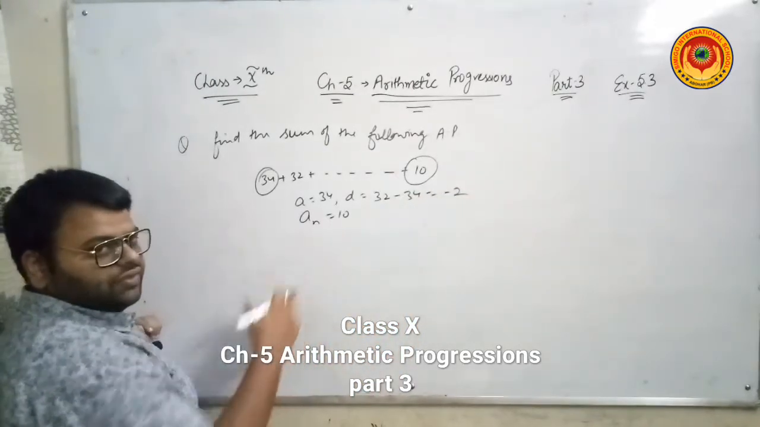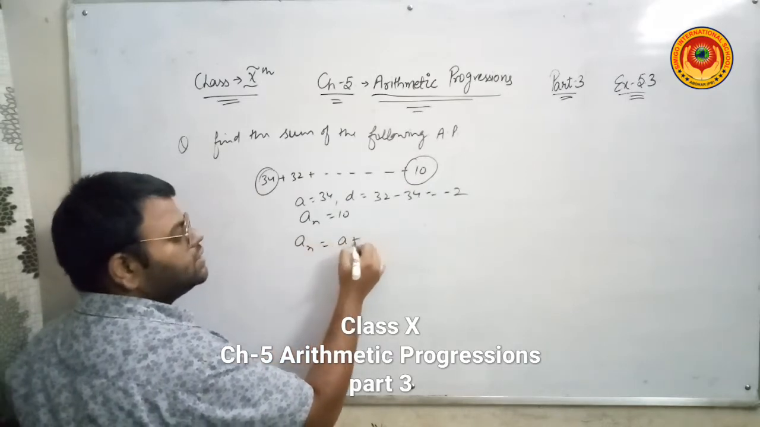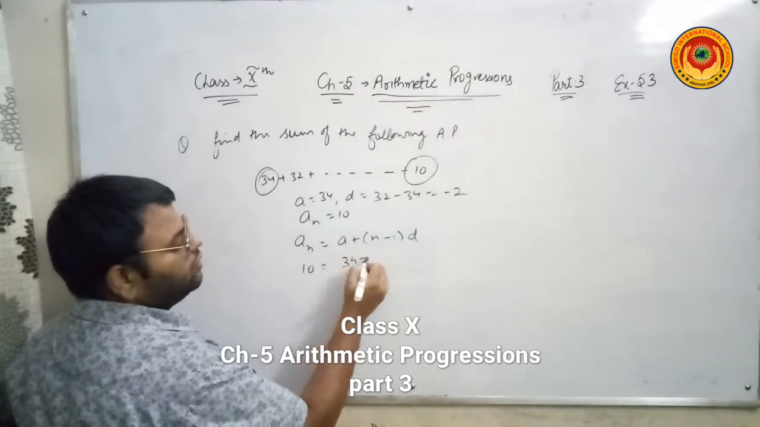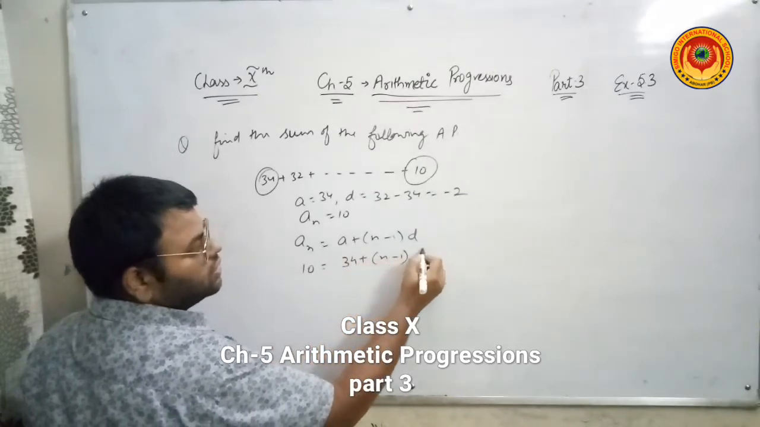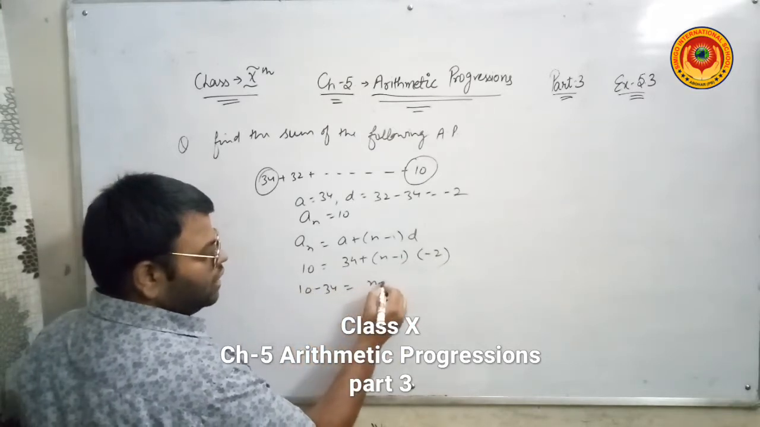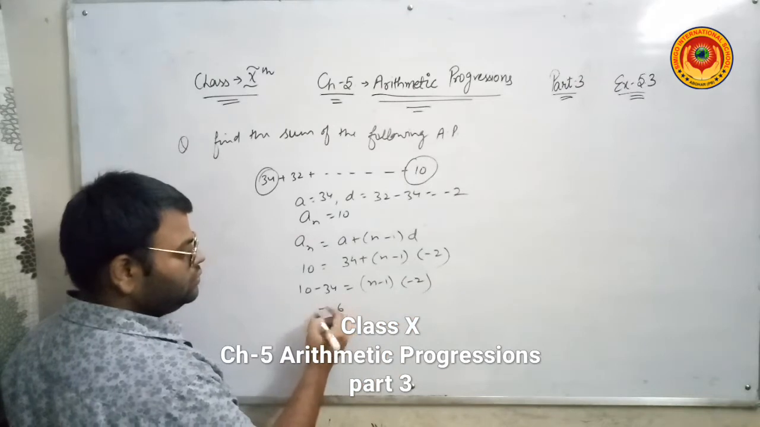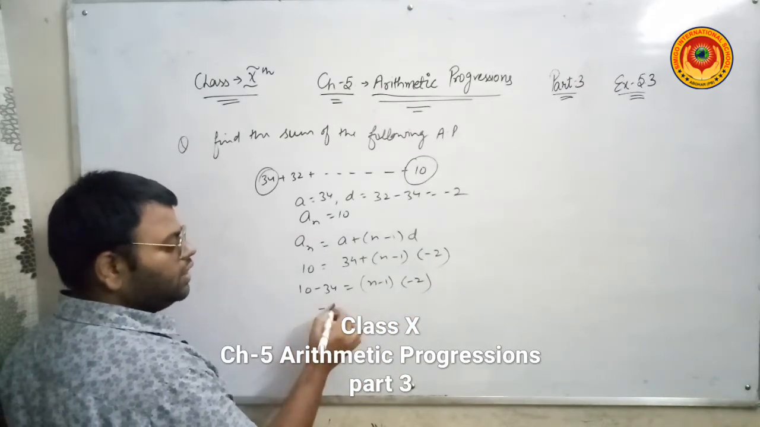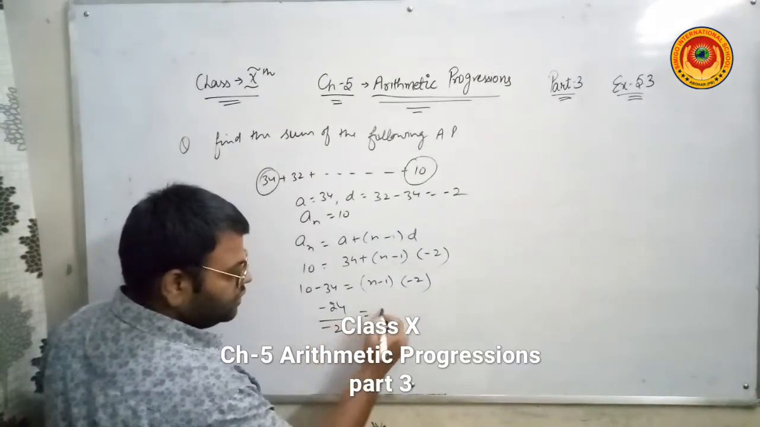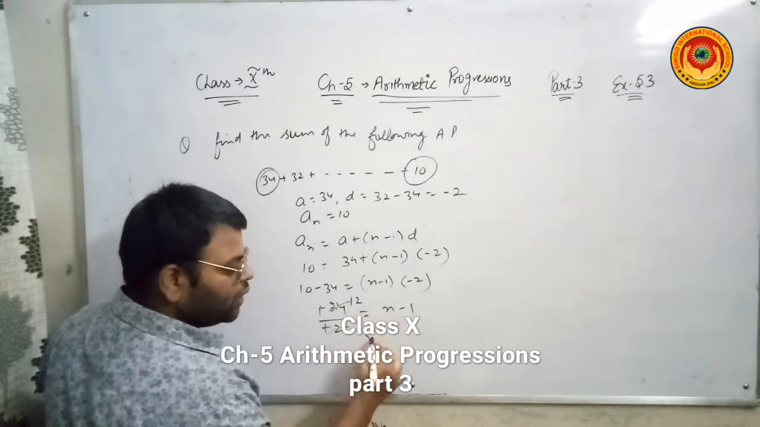Yes, an is given. n is not given, so just find n. an equals a plus (n minus 1) into d. This is your 10. a is 34 plus (n minus 1), d is minus 2. So 10 minus 34 is equal to (n minus 1) into minus 2. 10 from 34 is 24. This minus 2 goes to divide; minus 1 cancels with the minus sign. This is your 12. 12 plus 1, 13.